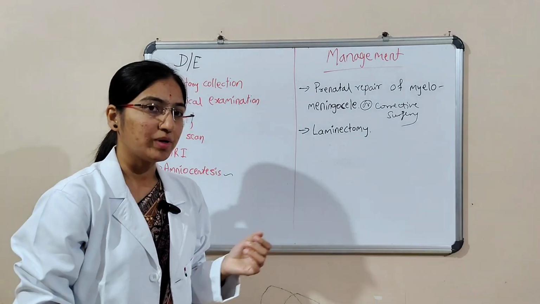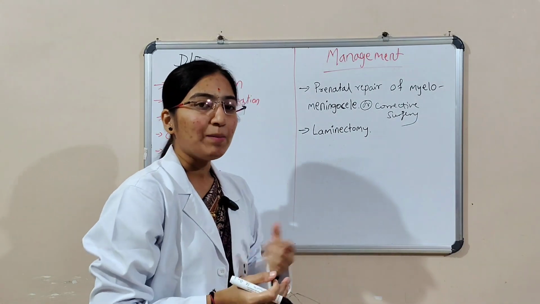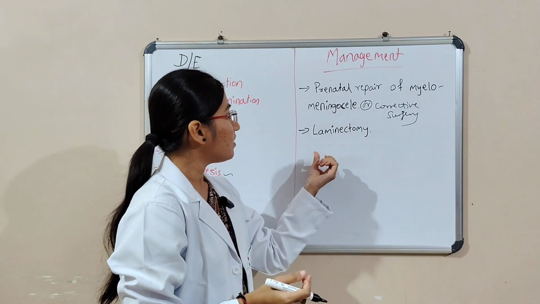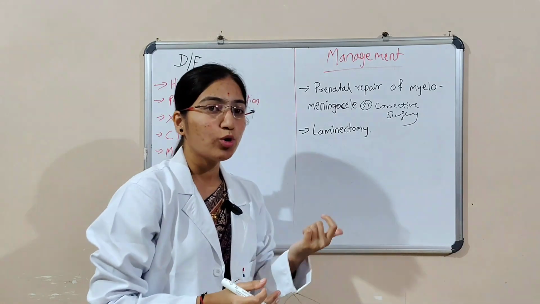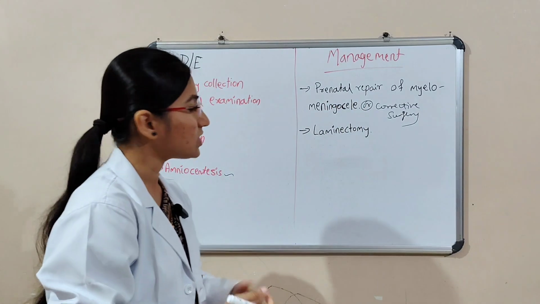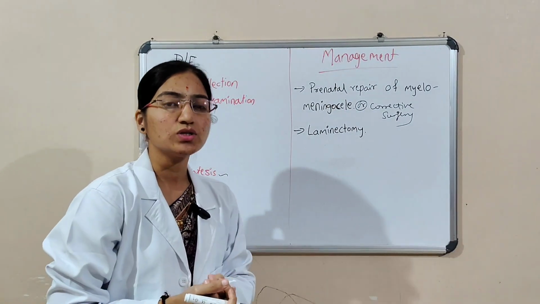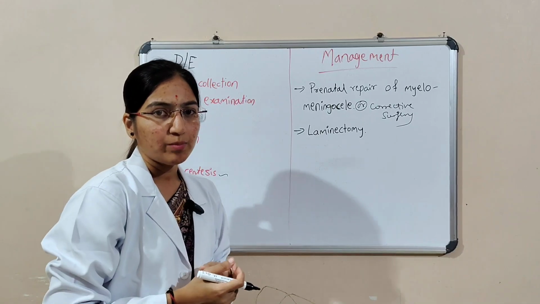And then laminectomy. Here, surgical removal of the lamina. Lamina is nothing but a small part of the bone which makes up a vertebra in the spine. This is all about the surgical management, and these are the diagnostic evaluations and management of Spina bifida.